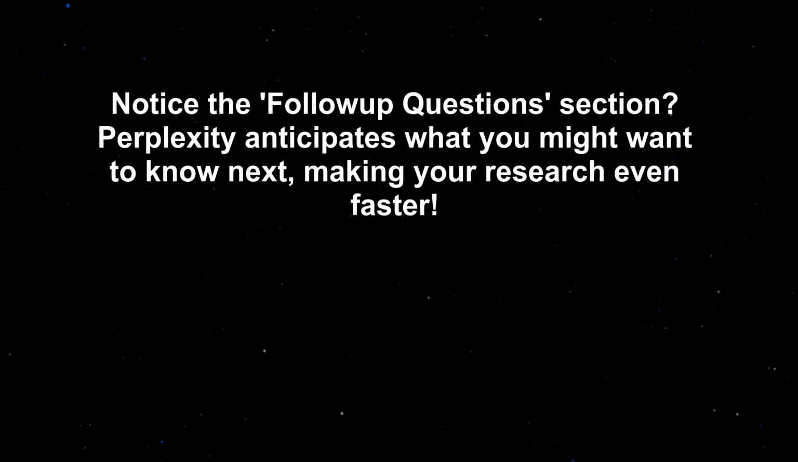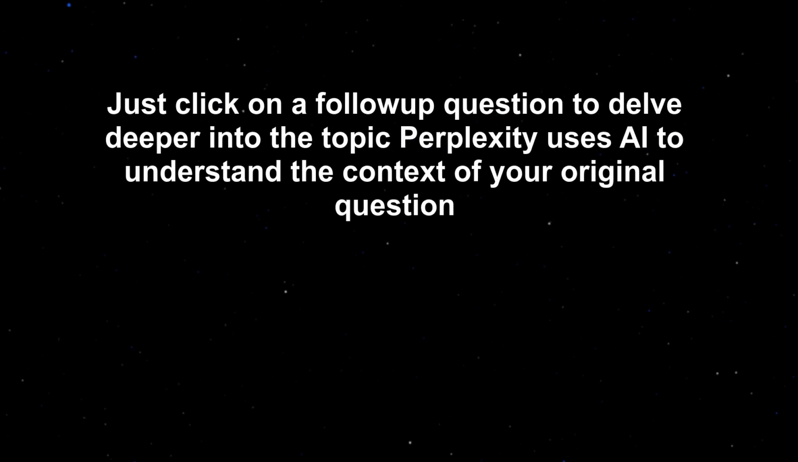Notice the follow-up question section. Perplexity anticipates what you might want to know next, making your research even faster. Just click on a follow-up question to delve deeper into the topic. Perplexity uses AI to understand the context of your original question.